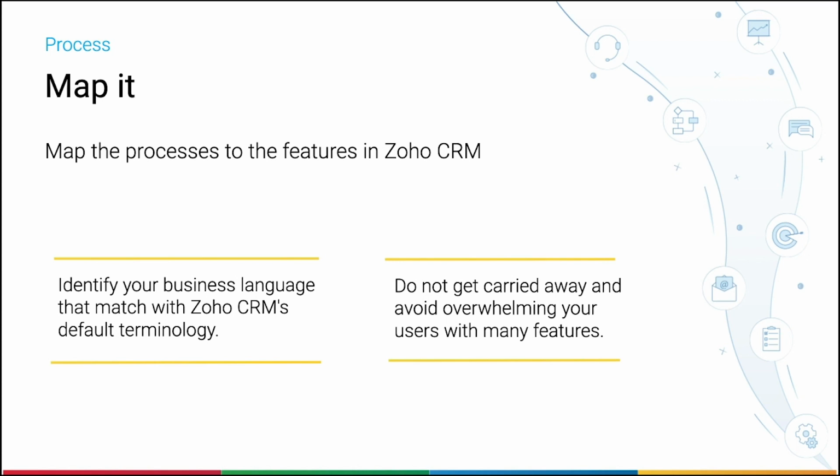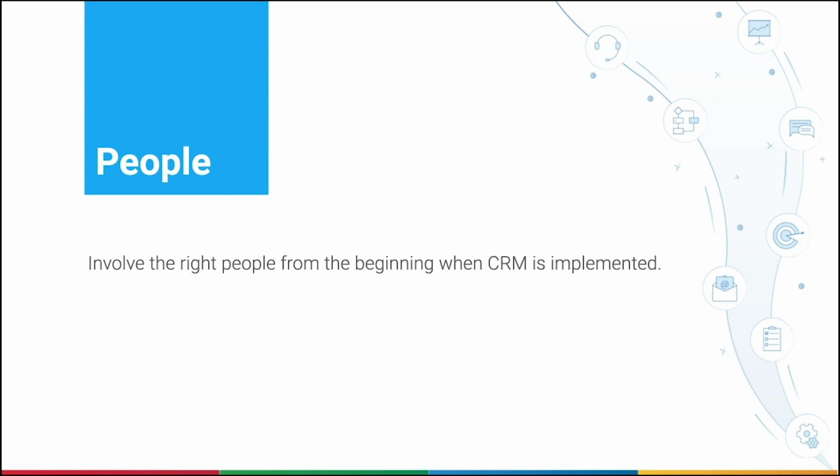Now, on to the third and most important aspect of your implementation planning, the people. If a CRM chosen by top management is forced upon the sales teams without their consent, it will definitely lead to a failure. Besides, chances of rejection can be much higher if you don't involve the right people right from the beginning when CRM is implemented in your business model.